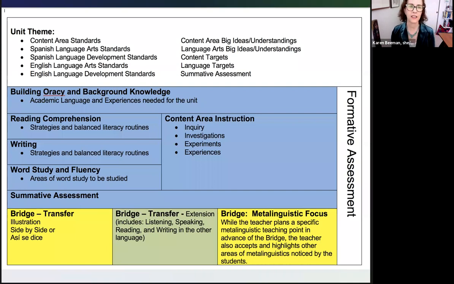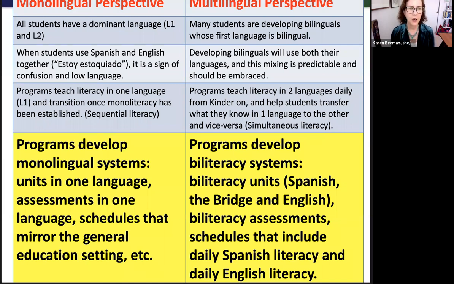So continuing with this juxtaposition of monolingual and multilingual perspective, we get to the really hard part. And the reason that it's so wonderful to work with district leaders and school leaders is that these are the things, the systems and structures, that either hinder biliteracy development or really support it. Under the monolingual perspective, when we really thought of one language, then the other, and thinking of the sequential bilingual research, we developed monolingual systems. Teach this in Spanish, everybody else is teaching the same thing in English. We want to keep you on the same monoliteracy schedule. Try to mirror the Gen Ed program.